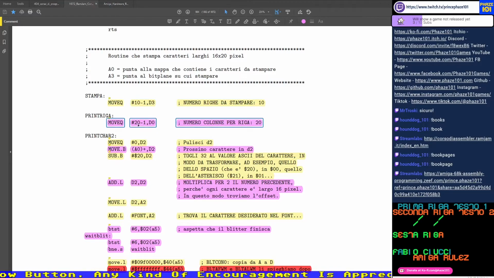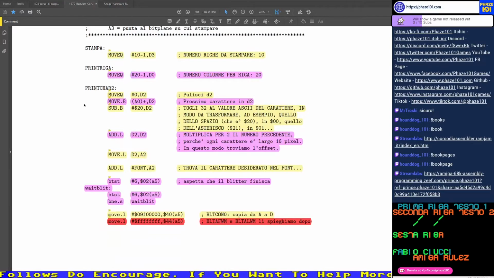This is the x. How many words do we have horizontally? That is 320 pixels, so that is 20 words. So to print the character, first we clear the 2. Okay, that's understood.